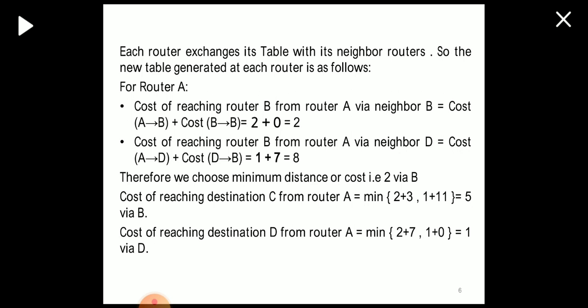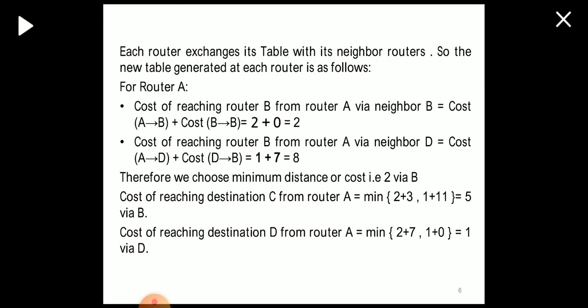Now for router A, the following conditions are maintained. The cost of reaching router B from router A via neighbor B is 2. Next, the cost of reaching router B from router A via neighbor D is 8. So two paths are coming, but we consider the minimum cost path, that is 2 via router B.